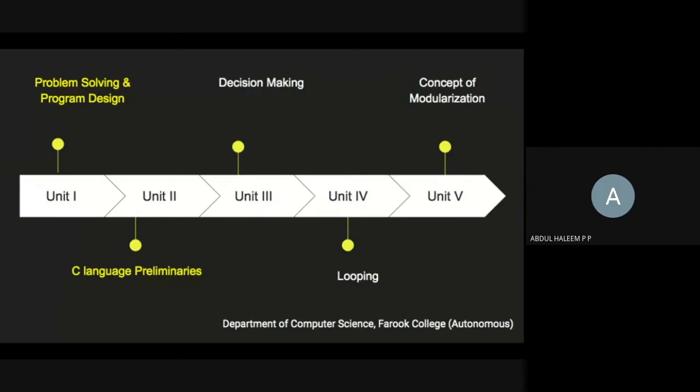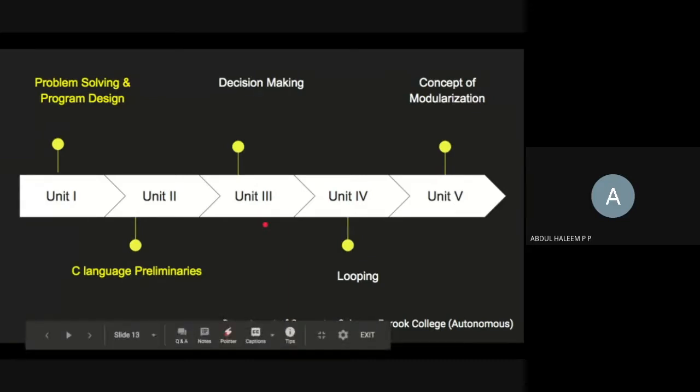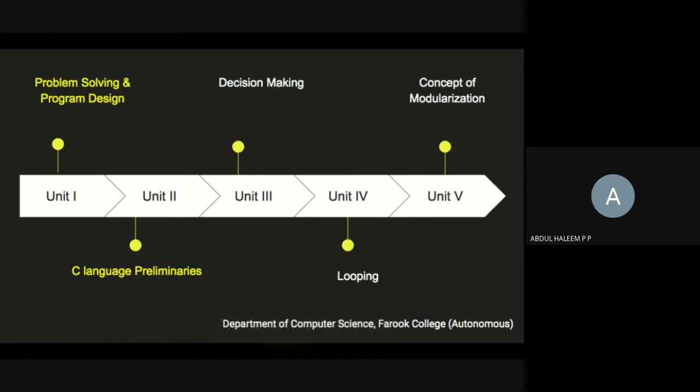Unit 3 is about decision making: sequence, selection, and iteration, the basic constructs. Selection is decision making. How decisions can be made in the problem solving aspect, and how to write solutions that include decision making aspects. We also know that there are several kinds of decision making statements. For example, in C, we have if else, else if ladder, and switch.